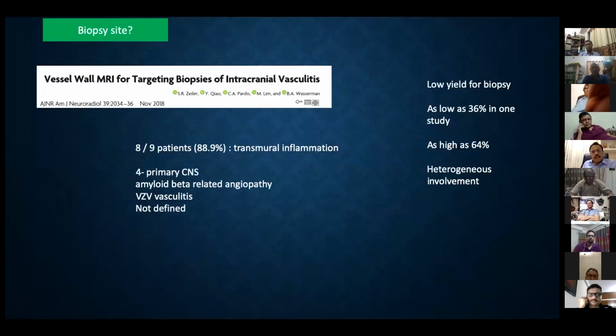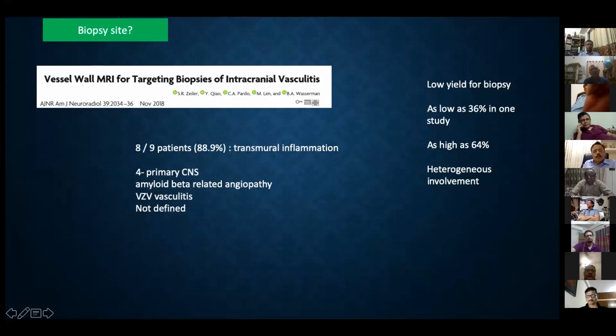So as a neurologist, if you have to get a biopsy, you don't want a negative biopsy. This is a very small study in which they used the transmural inflammation as a site to diagnose, and the biopsy positivity rate was around 90% or so, which is otherwise pretty low, 36 to 64%, in just random biopsy. While in this small study, when they used vessel wall imaging and inflammation detection for biopsy, the chances of positivity were much, much higher.